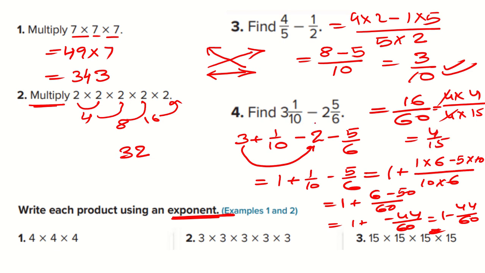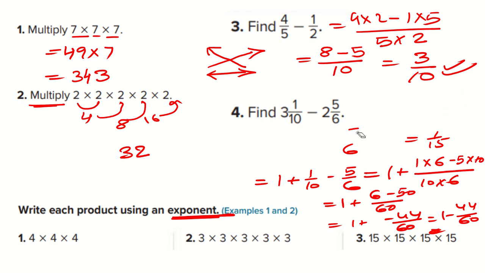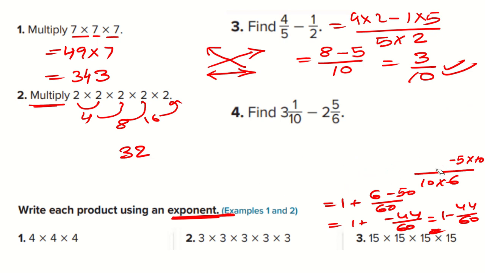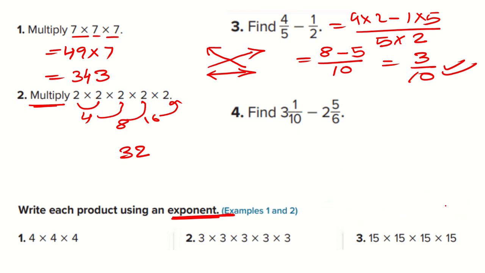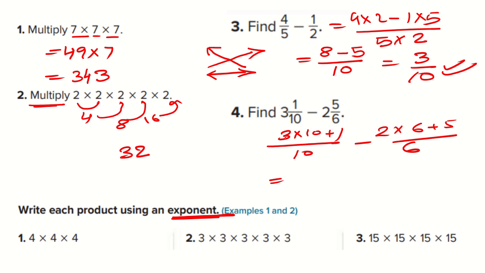Students, again I am telling you, this is not the only method for this question. You can do it like this also. I will tell you that method also. Maybe you will like that method more. See what you will do here. You just convert this 3 whole 1 over 10 and that other mixed fraction into improper fractions. And how can you do that? Simply by multiplying 3 and 10 plus 1 over 10 minus 2 multiply 6 plus 5 over 6, that is 10 multiply 3, 30.